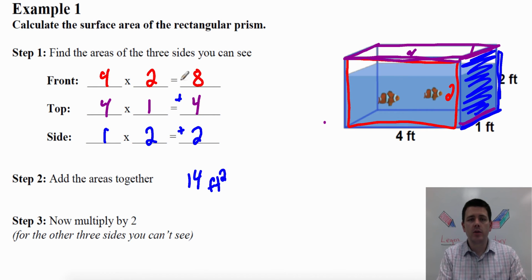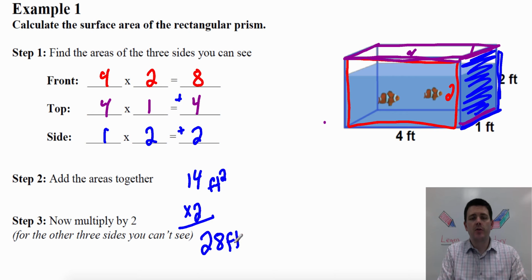They're all equal to the 3 sides I already found. The front with the back, the top with the bottom. So rather than recalculate, all I'm going to do is double it. I'm going to multiply it times 2. I find the area of the 3 sides I can see, but since there's 6 sides total, I simply double my answer. I multiply times 2 and get my surface area for the whole thing, 28 feet squared.